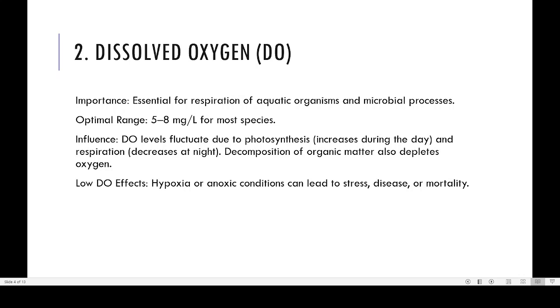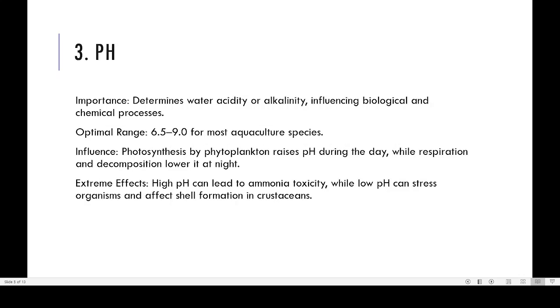Last year we studied about hypoxia. Hypoxia is a situation in which there is not sufficient oxygen in the atmosphere. Hypoxia and anoxia lead to different types of metabolic stress and diseases, and finally result in the death of the fish. So this is an idea of how variation in dissolved oxygen, how low dissolved oxygen, can lead to the death of the fish. Now the third factor is the pH.